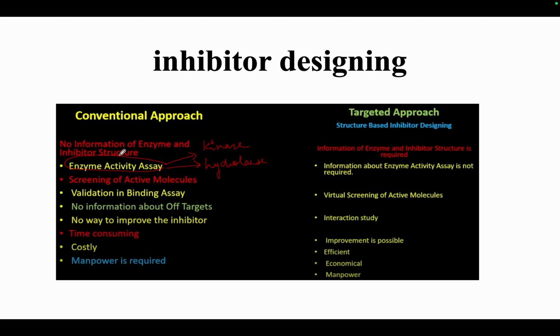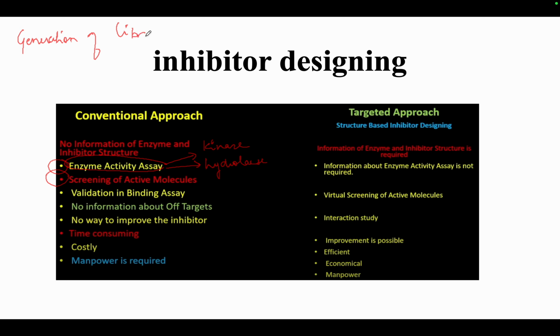So what reactions the enzyme is catalyzing, what type of reaction it is, what the substrate requirements are, and what coenzyme or cofactor involvement is required. All that optimization has to be done in this conventional approach. It is pretty straightforward, what we have learned in the previous classes. When we have no information about the enzyme or its structure, we screen different active molecules, and the screening could be done by generation of a library.